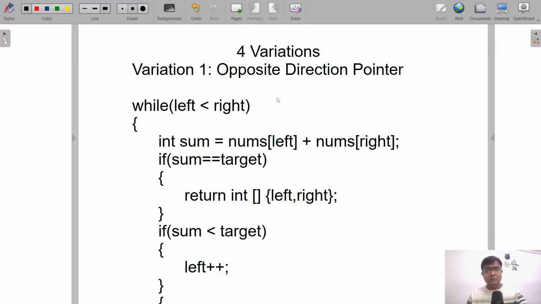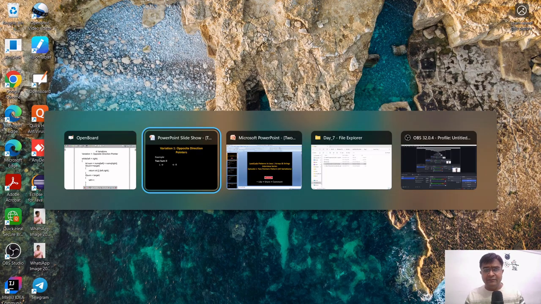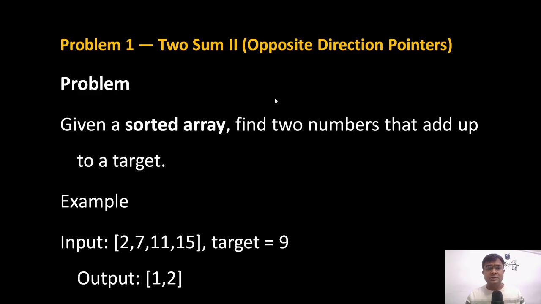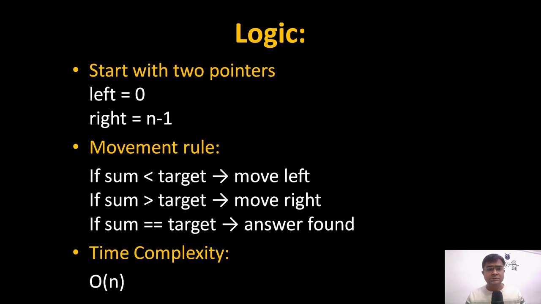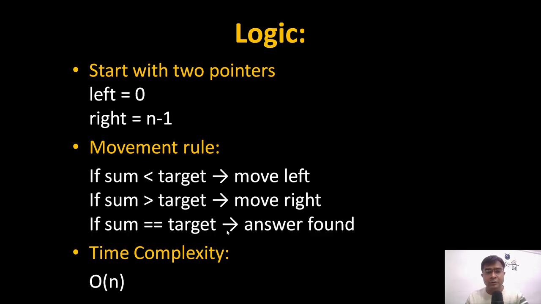Now let's move on to the next concept, which is the second variation. We'll see that second variation here. As I told you, this was the logic for the first technique. If the sum is less than the target, then move left. If the sum is greater than the target, then move right. If sum equals target, then the answer is found. This was the first technique.